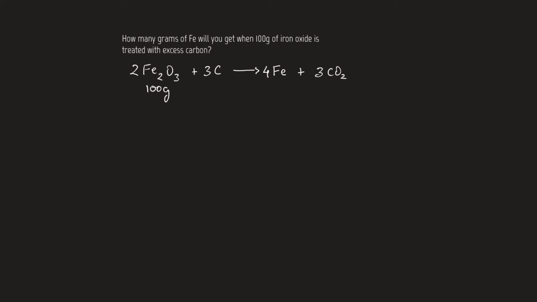Now here's the all-important question. If you have 100 grams of iron oxide, how much iron should you get? Notice that we know the mole ratio. The mole ratio is 2 to 4. And you might say, well, if the mole ratio is 2 to 4, which is the same as 1 to 2, a reasonable expectation would be that whatever iron oxide you start with, you should get twice the amount of iron. And I don't fault you for that.